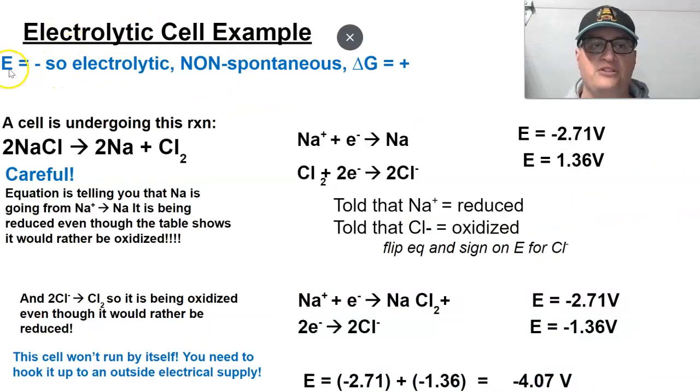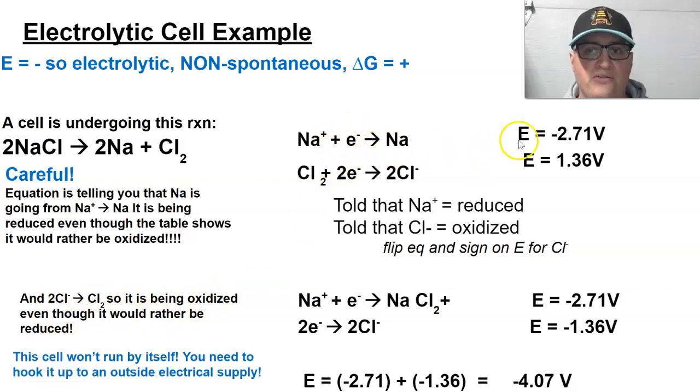So that means the cell potential is negative. Non-spontaneous, delta G is positive, which makes sense. It's not going to run itself. This cell is undergoing a reaction given as is. Careful, this is telling you that Na is going from plus to 0. It's being reduced even though the table shows it would rather be oxidized. And chlorine is going from negative up, so it's oxidized, even though it'd rather be reduced.